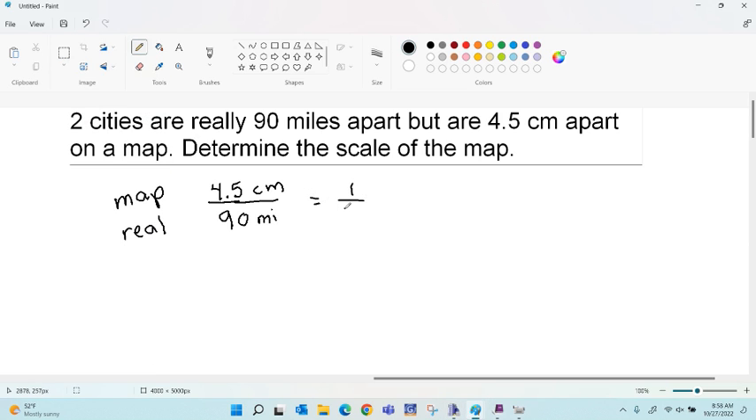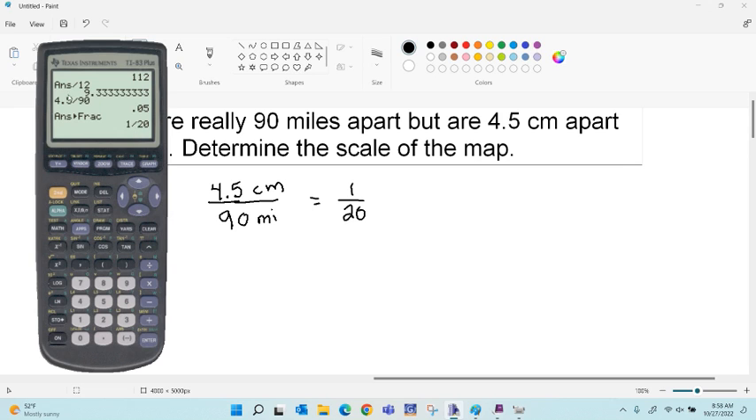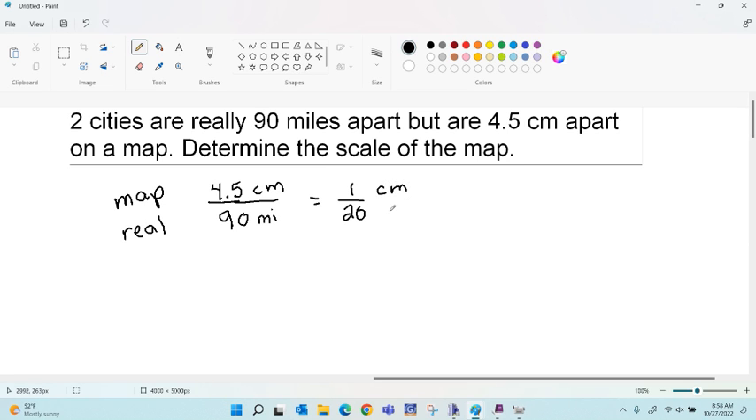Wait, what? What had happened was 4.5 divided by 90. And then there's a button on your calculator, math, and the first thing that it tells you is you can turn that into a fraction, and you get 1 out of 20. So 1 centimeter is 20 miles.